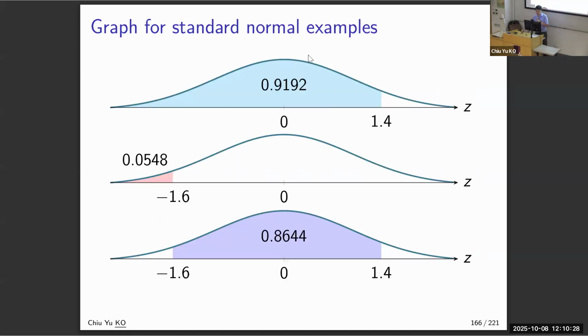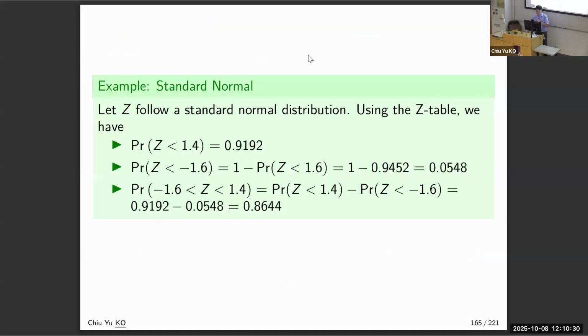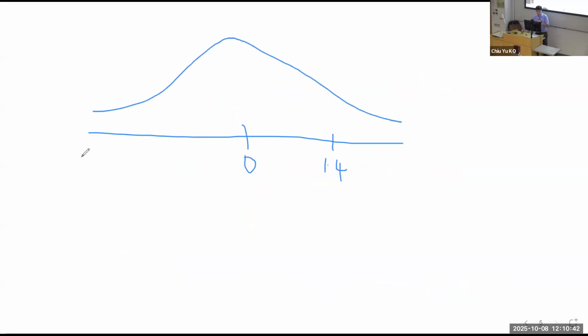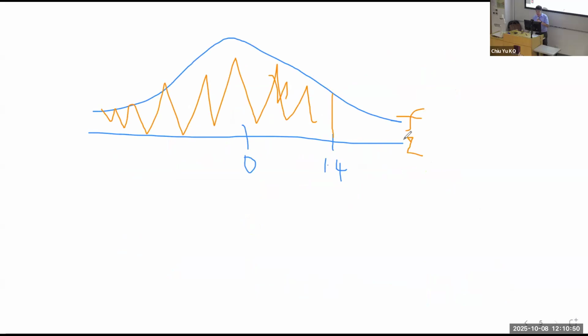So let me draw a picture there. Now the question is, 1.4 is here, 0 is here, right? I want this guy, the probability less than or equal to this, right? This is area, right? This is F, right? This is Z here. I want this orange area, okay?